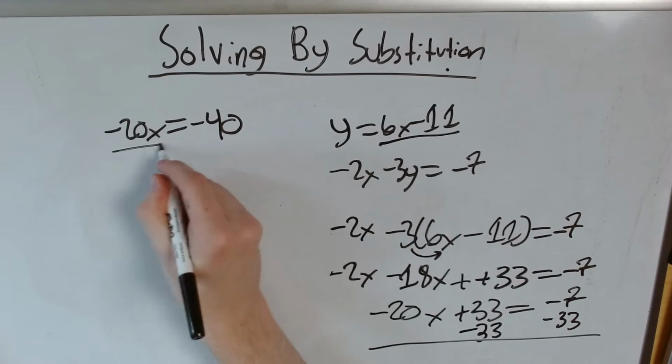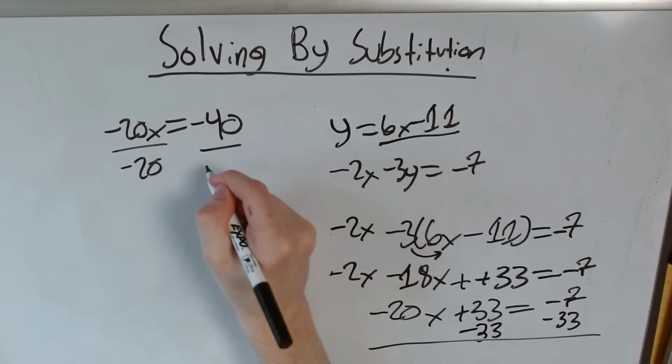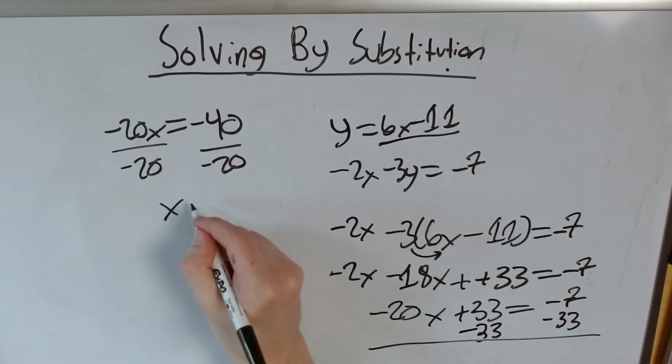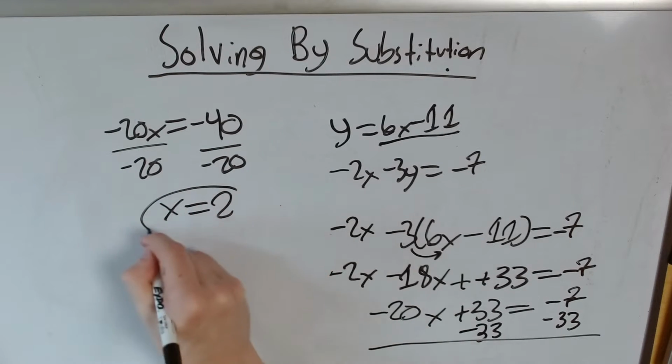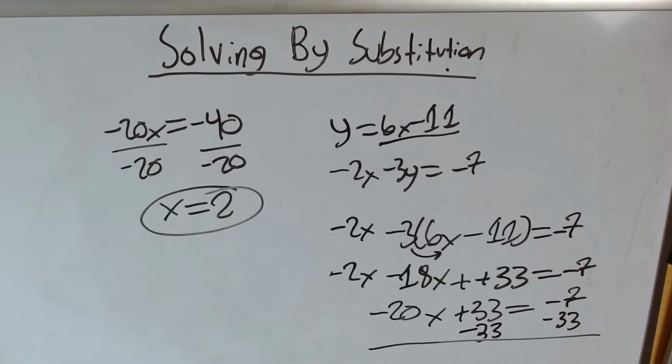And then we're going to divide to get rid of multiplication. So I have x equals 2. There, I have done it. Now, that seems wild. Don't worry. We're going to do a lot more practice with these.